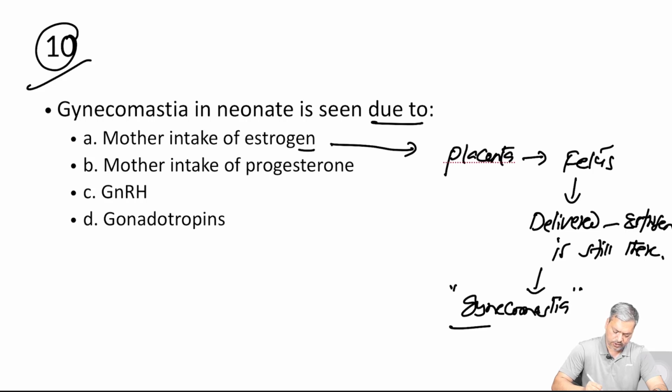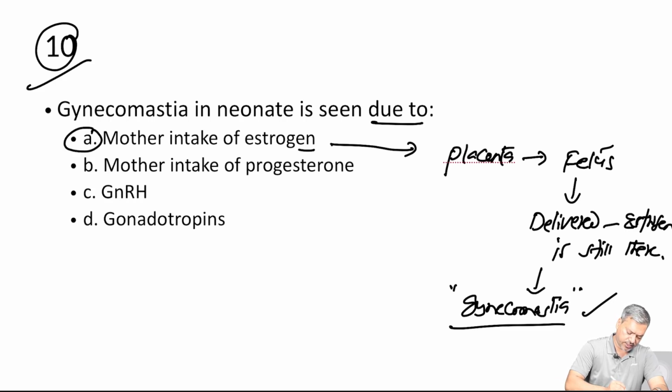So what is the treatment of this? Many of you are wondering. The treatment is just wait and watch. You don't need to do anything because that estrogen hormone is not going to stay there forever. It is going to disappear very soon and the breast size will come back to normal. So A is the answer here.